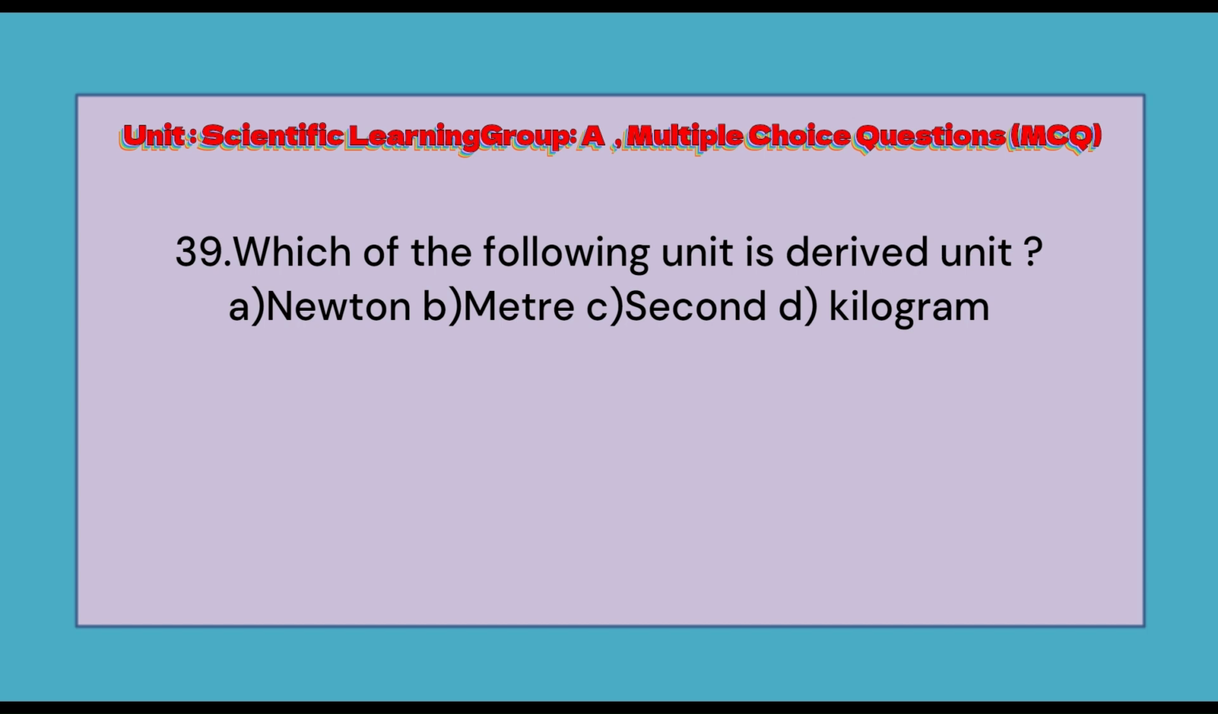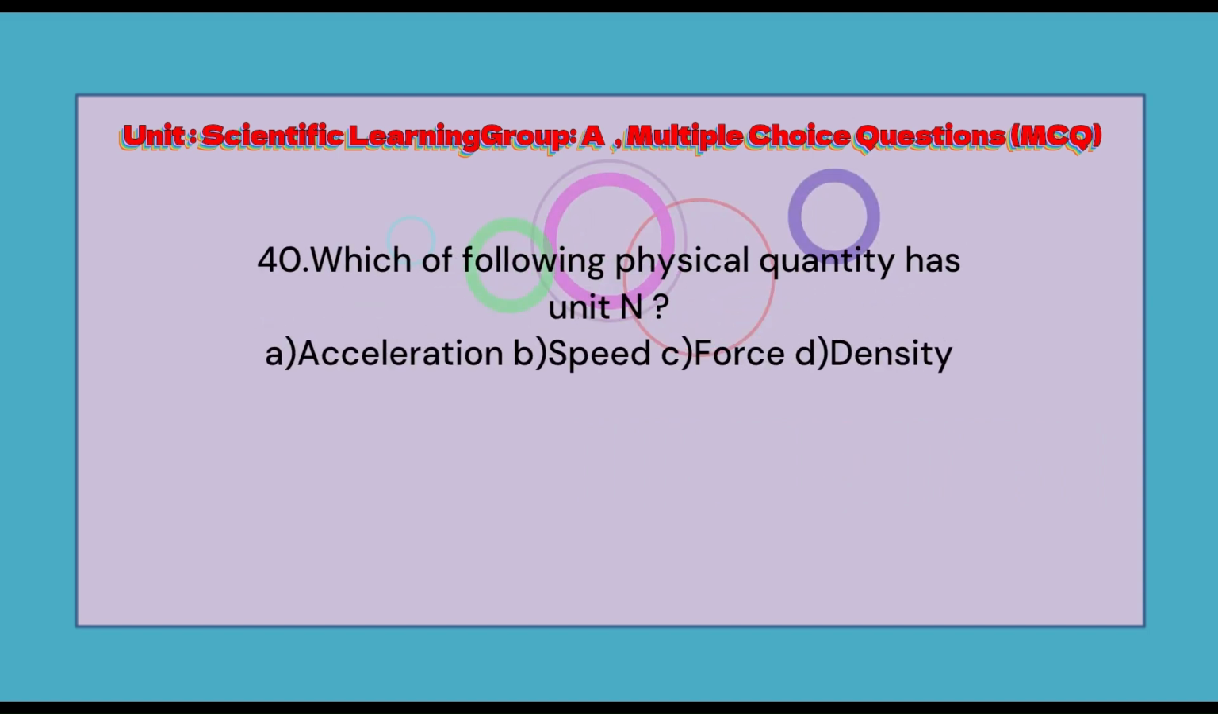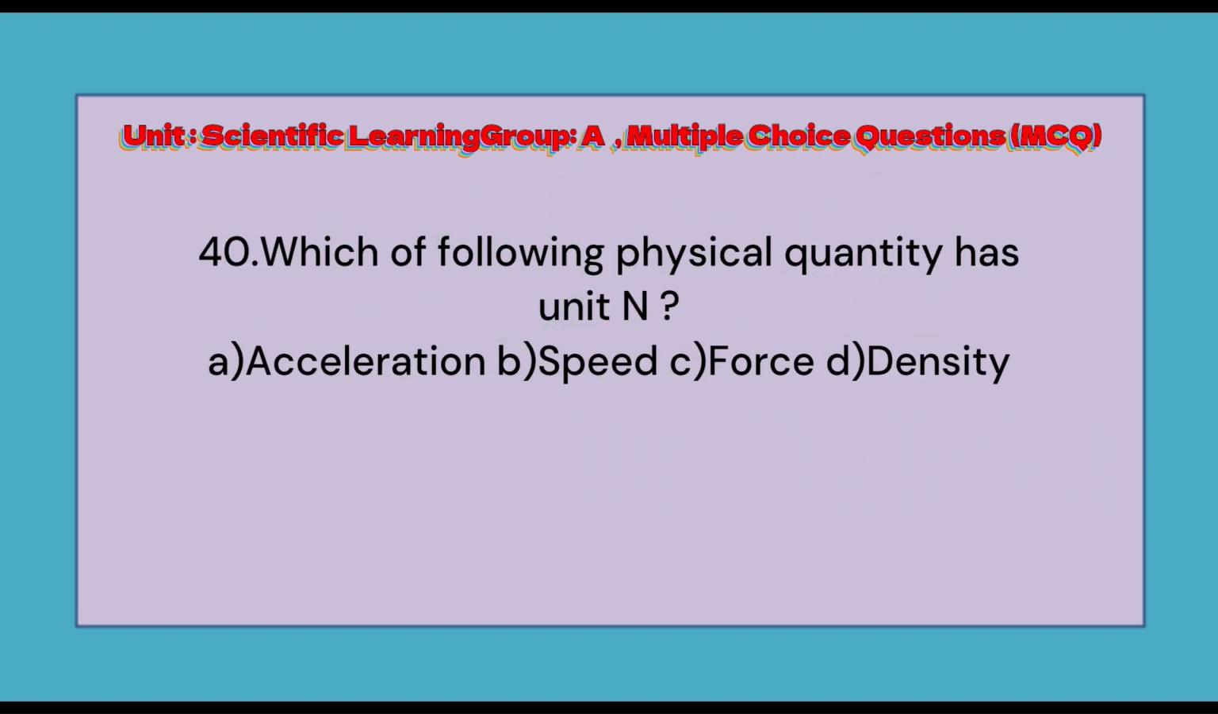39. Which of the following units is a derived unit? A. Newton. B. Meter. C. Second. D. Kilogram. Correct answer. A. Newton.